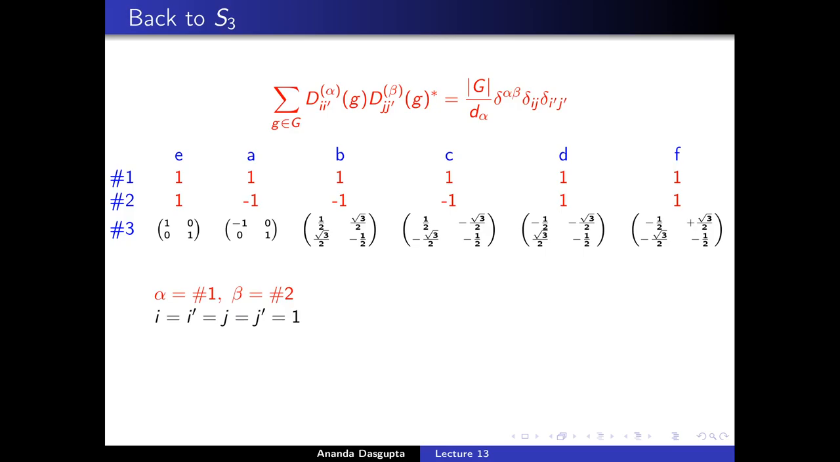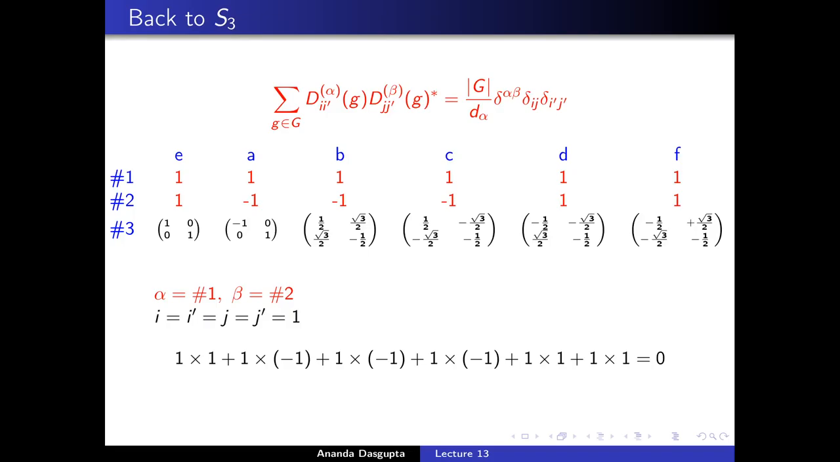And if you do that, it's easy to see that you get 3 products which are plus 1 for E, D and F, and 3 products which are minus 1 for A, B and C. And when you add them together, you of course get 0. And note that you are bound to get 0 because of the delta alpha beta on the right hand side of the orthogonality theorem. These two representations are orthogonal to each other in that sense. Because you are using two different representations, you are going to get a 0. And that's exactly verified here.